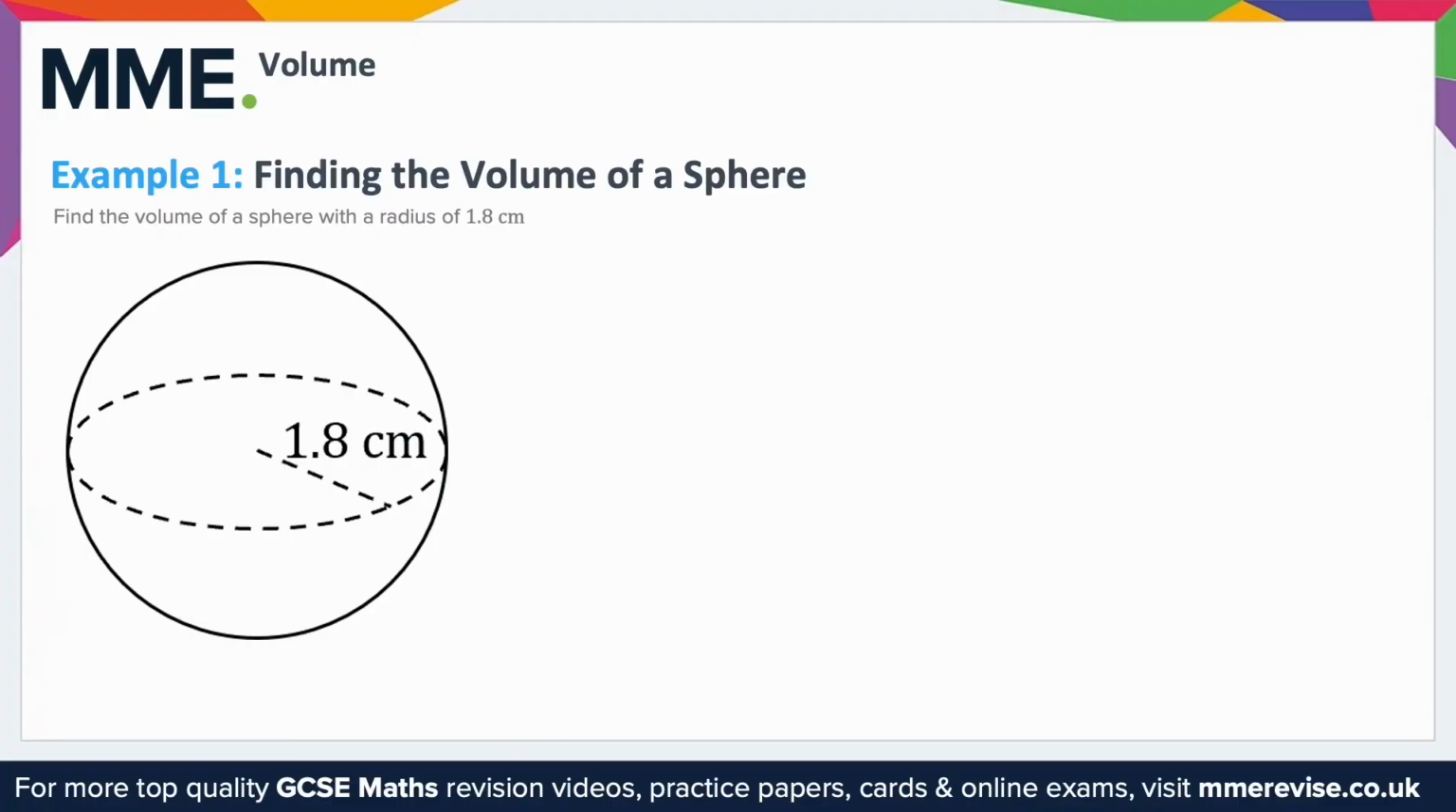Example 1, finding the volume of a sphere. Find the volume of a sphere with a radius of 1.8 centimetres. So remember, the equation for the volume of a sphere is 4/3 pi r cubed, where r is the radius. And we're told the radius is 1.8, so we just need to substitute that in. 4/3 times pi times 1.8 cubed.